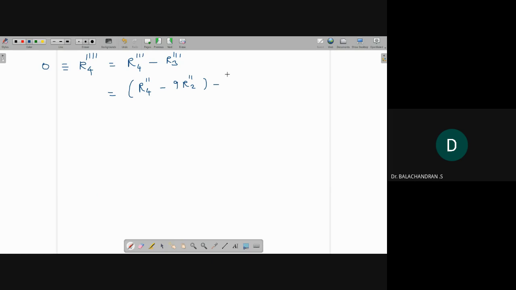What is R3 triple dash? R3 double dash minus 4 R2 double dash. Okay, thank you. Now simplify this. This is equal to R4 double dash minus R3 double dash. Here minus 9, here plus 4. So minus 5 R2 double dash.